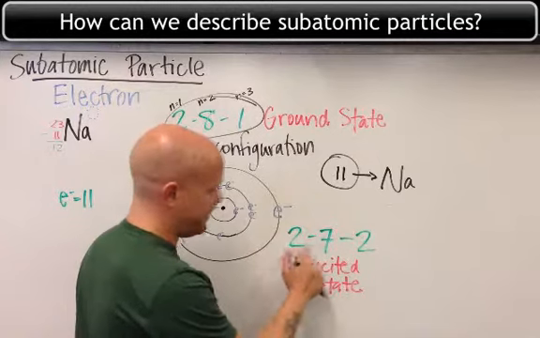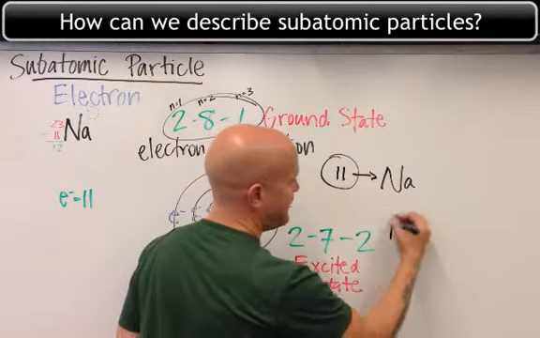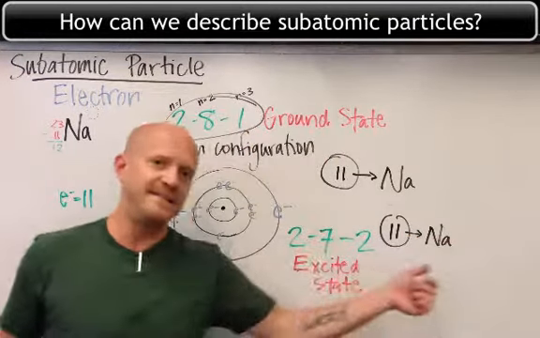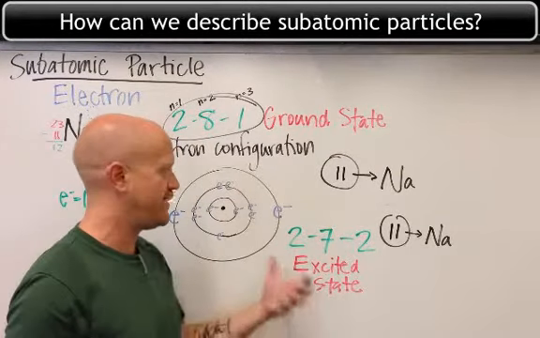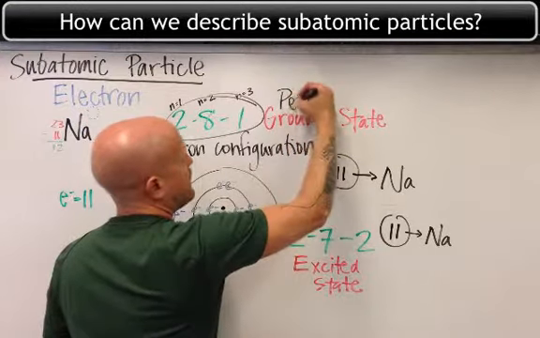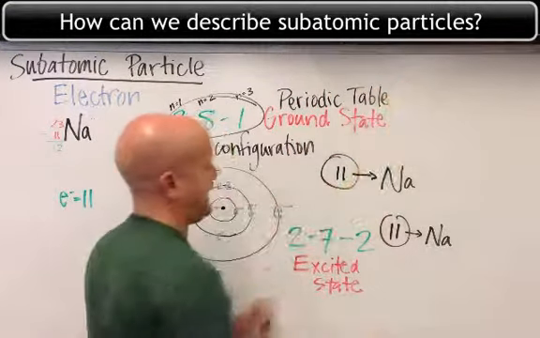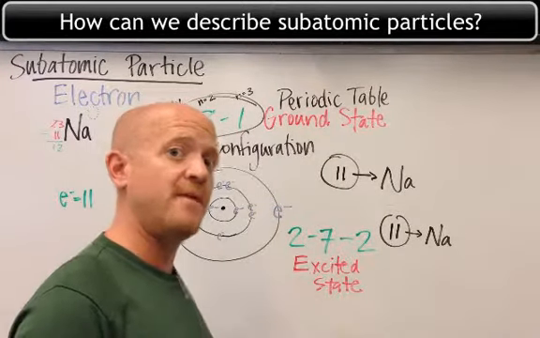Try it here. 2 plus 7 plus 2. 2 plus 7 is 9, plus 2 is 11. Again, 11 tells us to go to sodium. This electron configuration is different than the periodic table. So this is excited. Ground state, periodic table, excited state, different, but still totals the same amount of electrons.